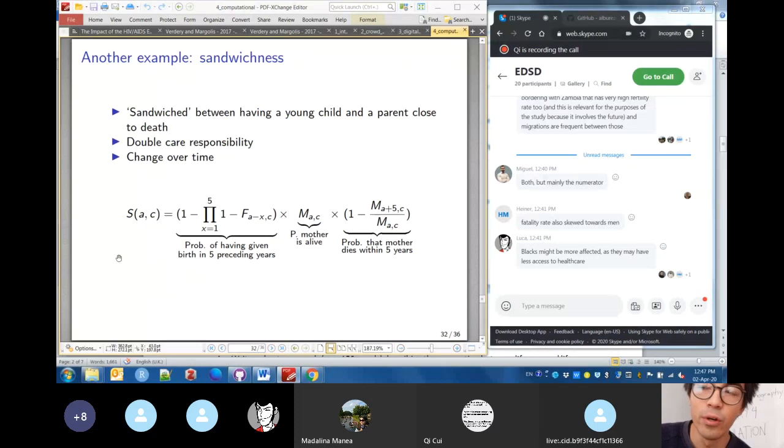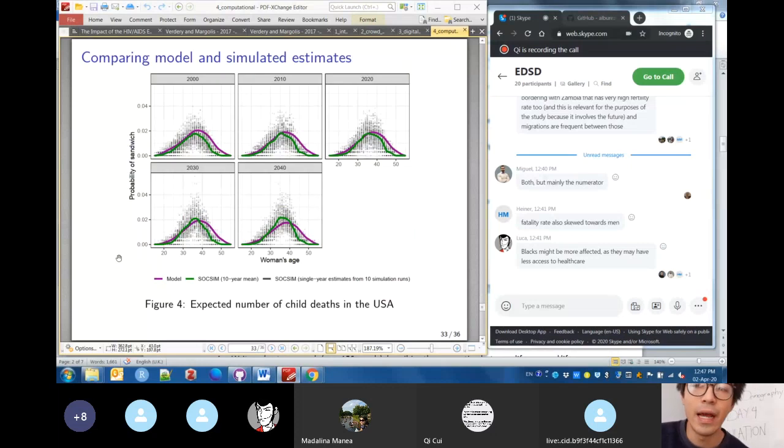So in this case, we're looking at sandwichness, which is the probability of being sandwiched between having a young child and a parent who is close to death. So a person who has both a young child and a parent who will die within a couple of years has this double care responsibility because you have to care for both of them. And this we can estimate with a mathematical model, and we can also get from the simulations, and both use demographic rates as input. And so here we see this idea of the uncertainty and the heterogeneity.